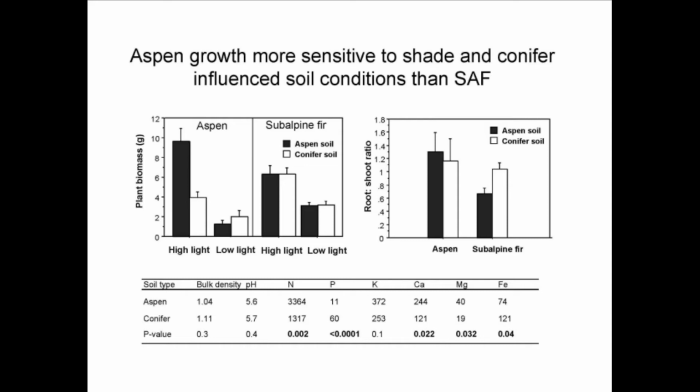So if you want to capture these limiting nutrients, then you can allocate more growth towards roots, and these higher values represent more allocation to root growth. And so it looks like the conifers, the subalpine fir, are allocating more of their resources to root growth to be able to capture the limitations of nitrogen and maybe base cations.